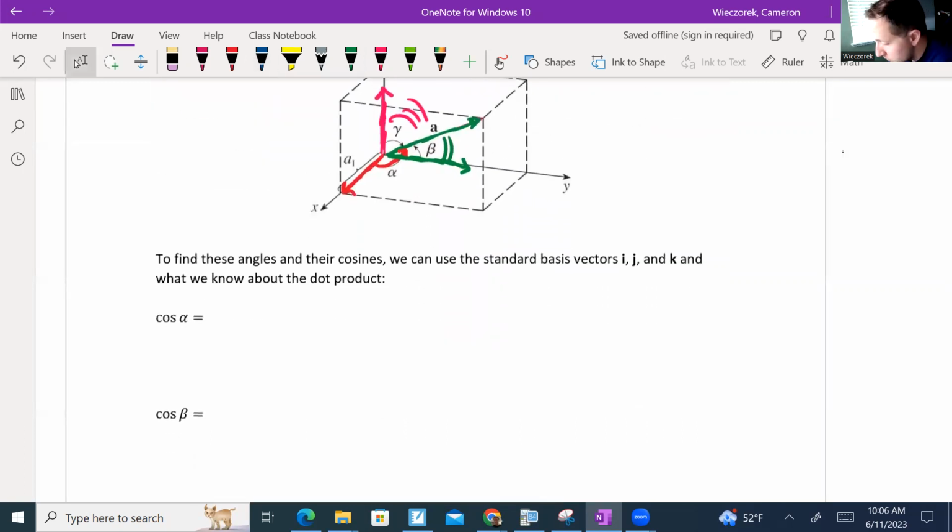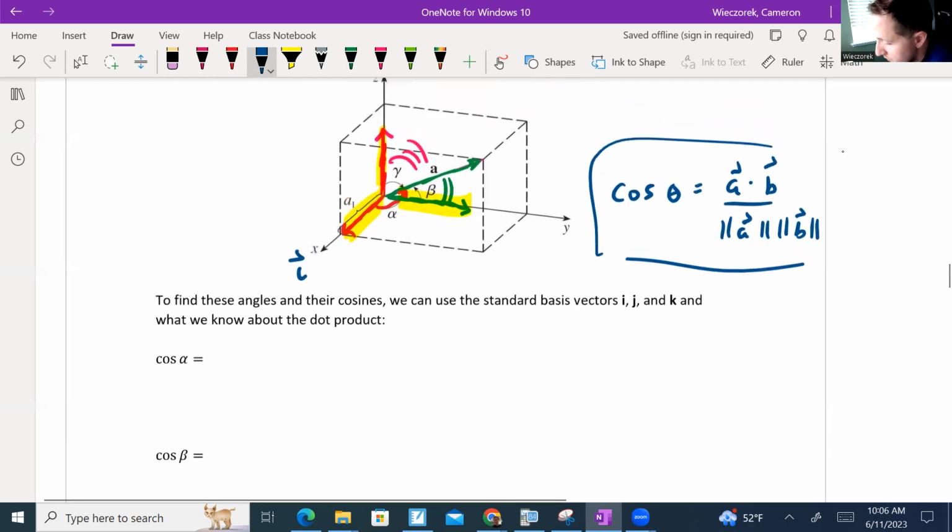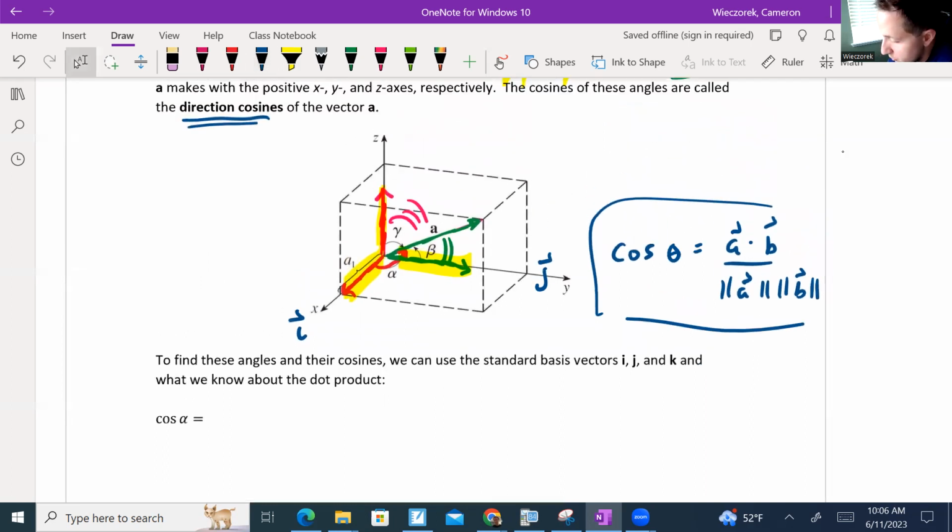How do we find them? Well, think about, we have a way of finding the cosine of the angle between two vectors, right? It's a dot b over magnitude A times magnitude B. Well, they gave us one vector A. If you can create a vector that points in the direction of the x-axis, the y-axis, and the z-axis, you can use what you already know in terms of this formula. Well, what's a vector I know that points in the direction of the x-axis? 1, 0, 0, which is I. What's a vector that I know that points in the direction of the positive y-axis? 0, 1, 0. That's J. How about in the direction of the z-axis? 0, 0, 1. That's K.